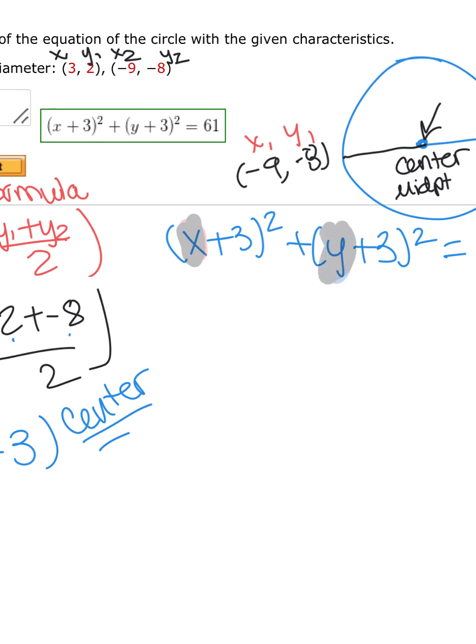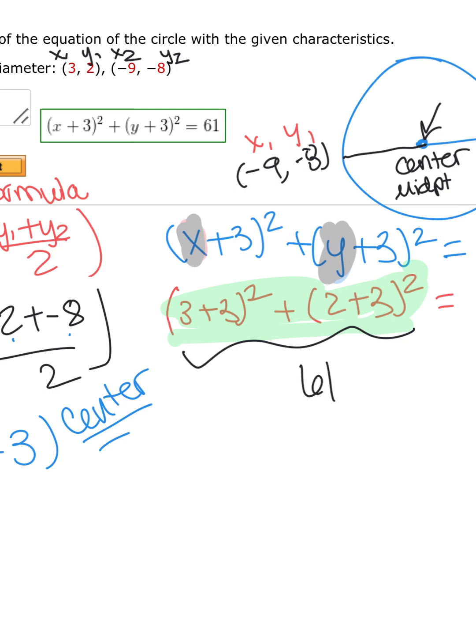And you could have chosen either ordered pair. All right, so that's going to be (3 plus 3) squared, and then the y value is 2, so (2 plus 3) squared. And we don't know what r squared is yet. We're trying to solve for r, right? So then I'm going to calculate all of this. I can use a calculator to do that. So that would be 61, because it is 36 plus 25. Okay, so that equals r squared.